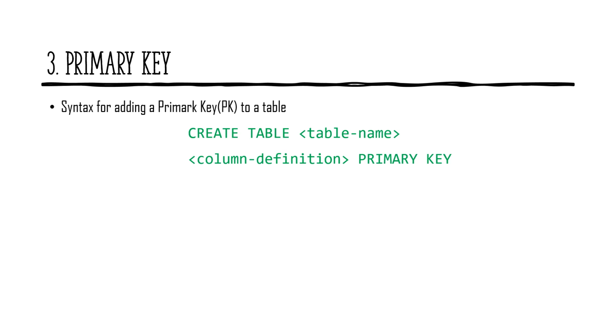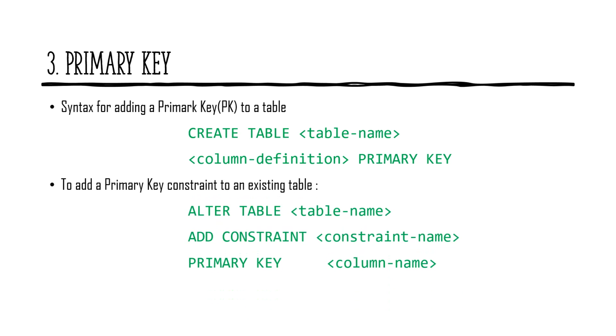And here is the syntax for the primary key. For creating a primary key on a table, it's create table name, column definition, and primary key. And this is the syntax to alter the table or add the primary key to an existing table, that's alter table name, add constraint name, primary key, and column name. So let's take a look at primary key in action.